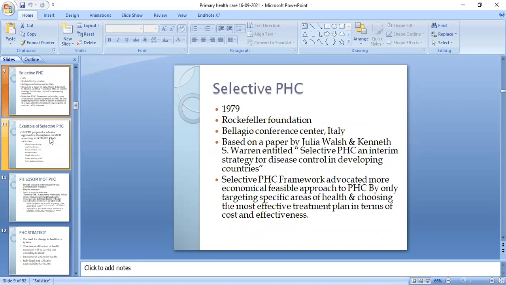Now the selective primary health care. It was advised in 1979 by the Rockefeller Foundation at the Bellagio Conference Center, Italy, and it was inspired by a paper by Julia Walsh and Kenneth S. Warren entitled Selective Primary Health Care: An Interim Strategy for Disease Control in Developing Countries. The selective primary healthcare framework advocated a more economical, feasible approach to primary healthcare by only targeting specific areas of health and choosing the most effective treatment plan in terms of cost and effectiveness.